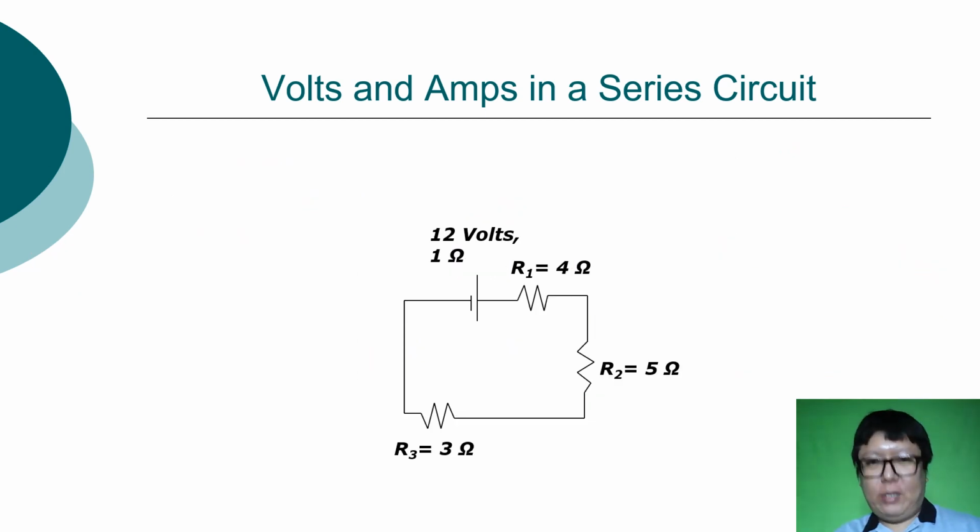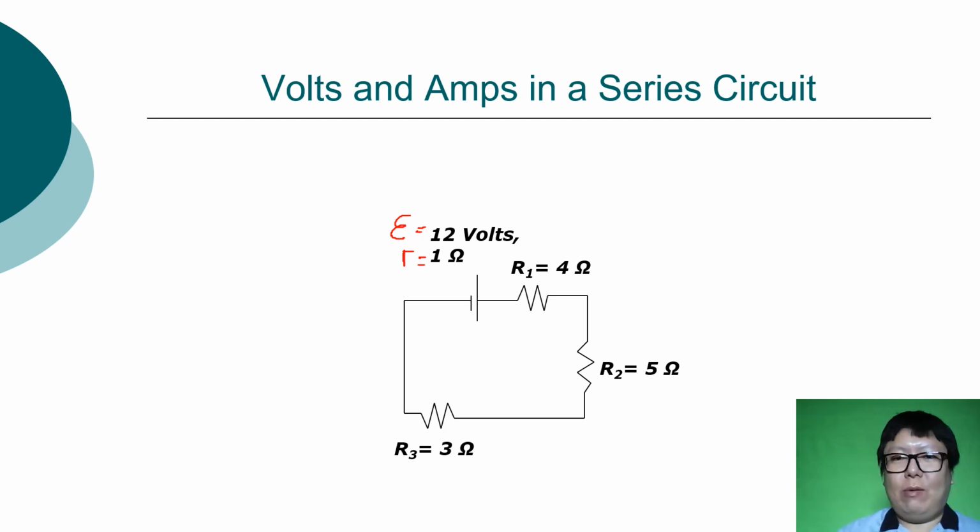How about if the question is like this? Be careful, guys, this is different from the first one because there is an internal resistance in here. So 1 ohm is the internal resistance. And 12 volt is not the terminal voltage, but this is the EMF. Yeah, EMF. Okay, if it is like this, it will be different.